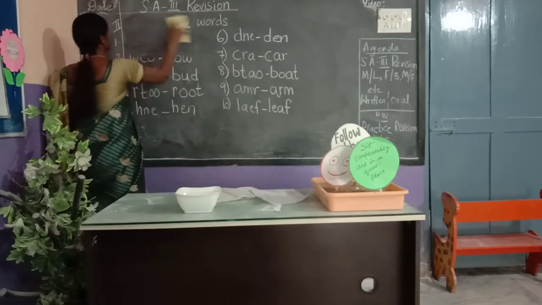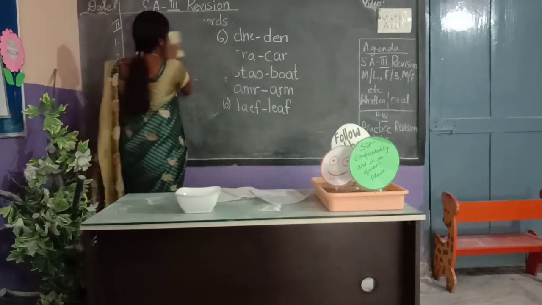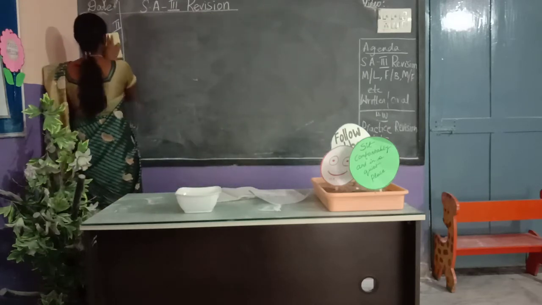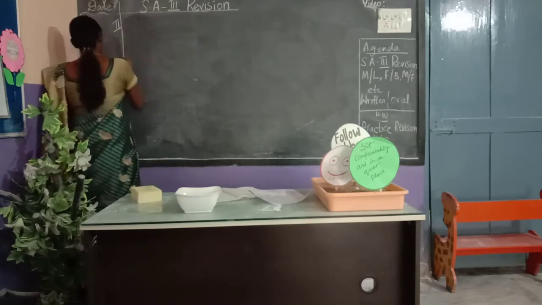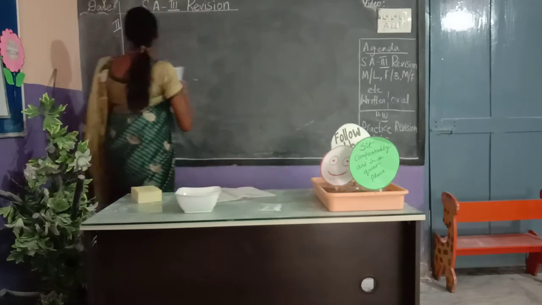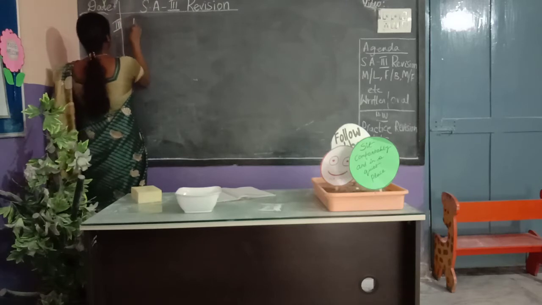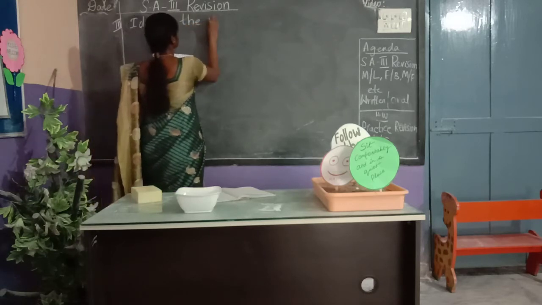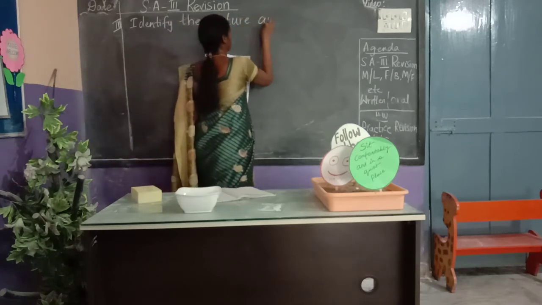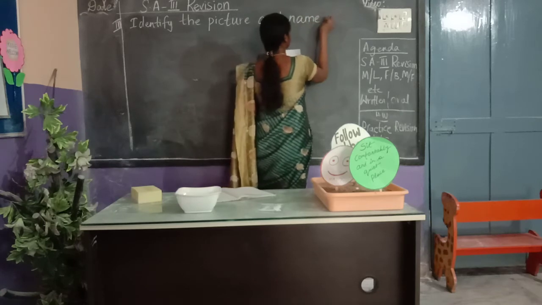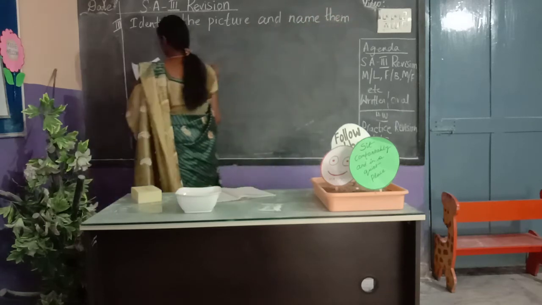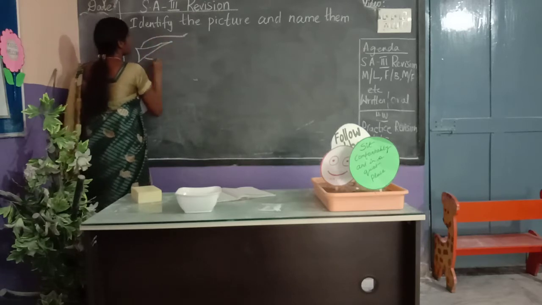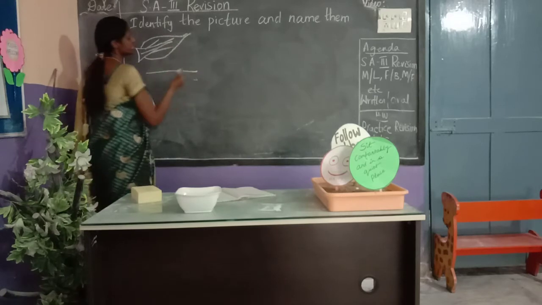So next bit is, see the picture, identify and write the name of the picture. Few pictures will be given, children. You need to see them, observe them carefully, identify and name the picture. Third bit is, identify the picture and name them. Okay. So the first one. I'm going to draw the picture. Look at the picture carefully and guess the correct answer. What is this, children?